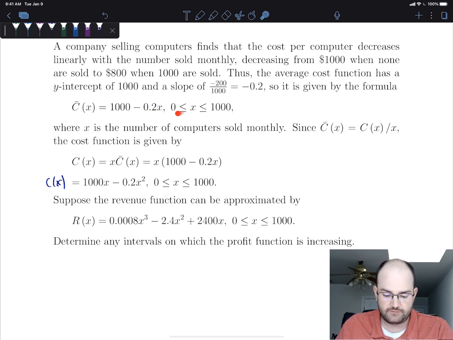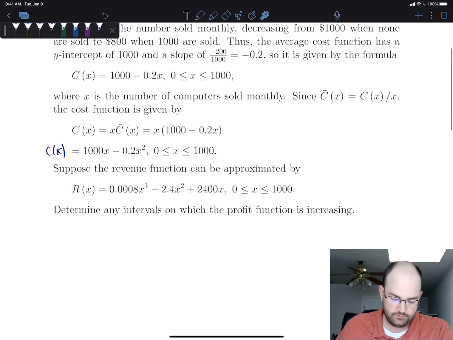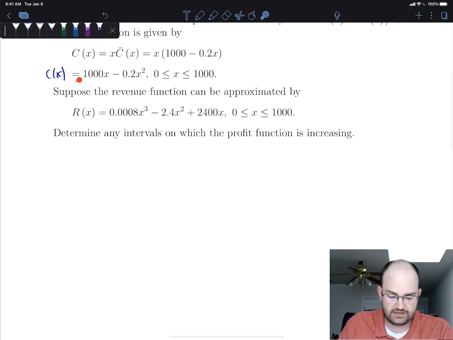And then these limits are, first of all, you can't sell less than 0, so that's a limit there. The upper limit here, 1,000, is where this is equal to 0. So those are the two limits, where x is the number of computers sold monthly. Since C bar of x is just the cost function divided by x, if we want to get the cost function back, we just multiply the average cost by x. So it's going to give us x times 1,000 minus 0.2x. Good. Now, if you distribute that, that gives you C of x equals 1,000x minus 0.2x squared with the same limits.